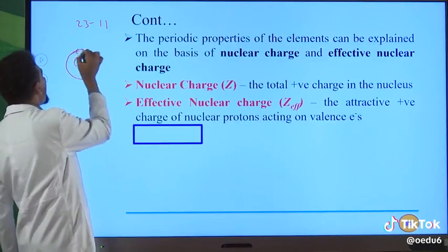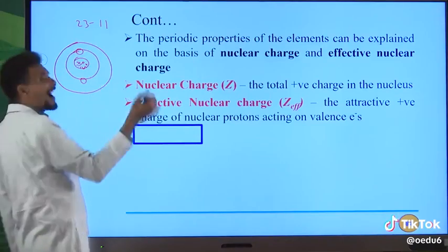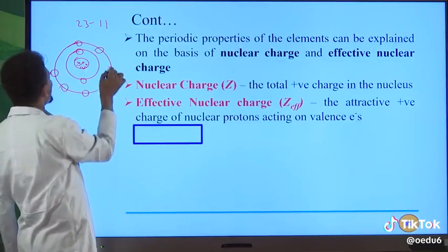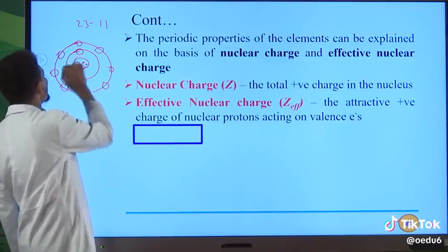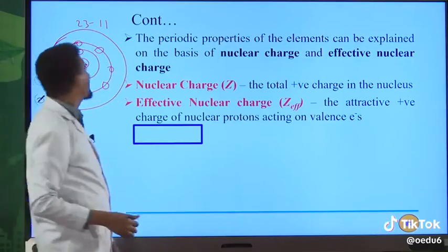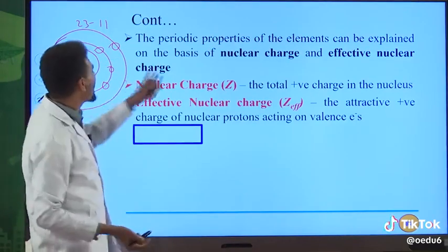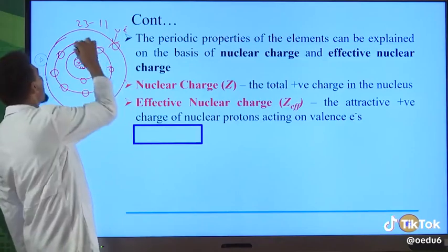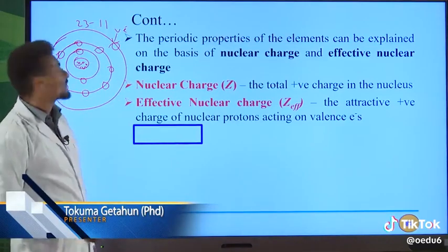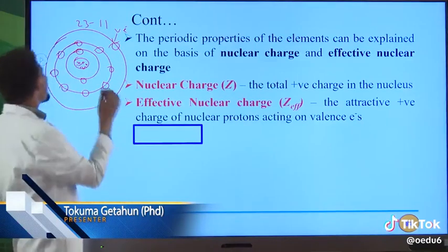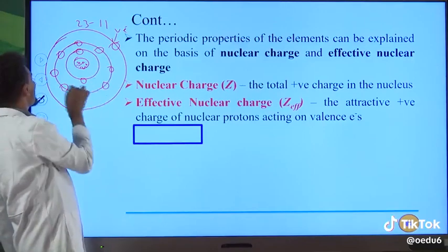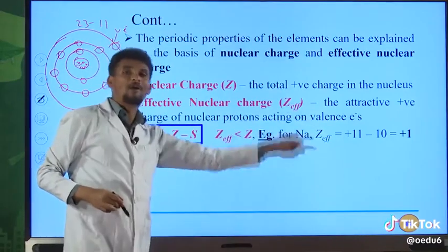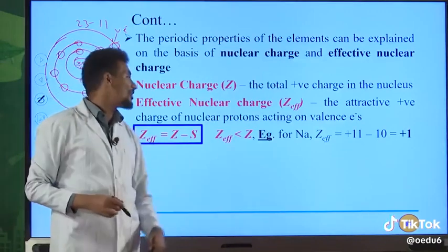The first shell contains only 2 electrons. The second shell can have a maximum of 8 electrons. In total we have 11 electrons for the sodium atom. The third shell contains only 1 electron, because in total we have 11. This is the valence electron, and all the other electrons are inner electrons. How many inner electrons do we have? 1, 2, 3, 4, 5, 6, 7, 8, 9, 10. Therefore 11 minus 10 equals positive 1. Plus 1 is the effective nuclear charge for the sodium atom.